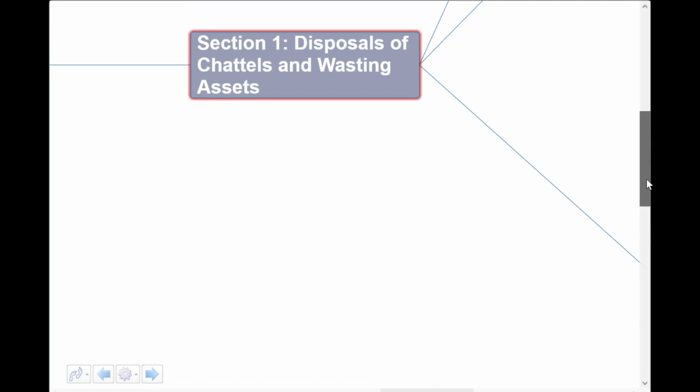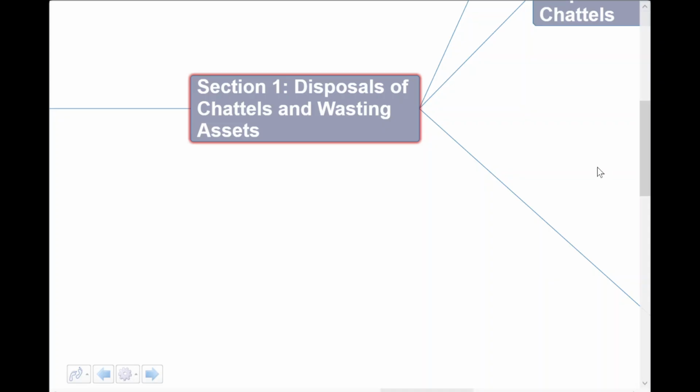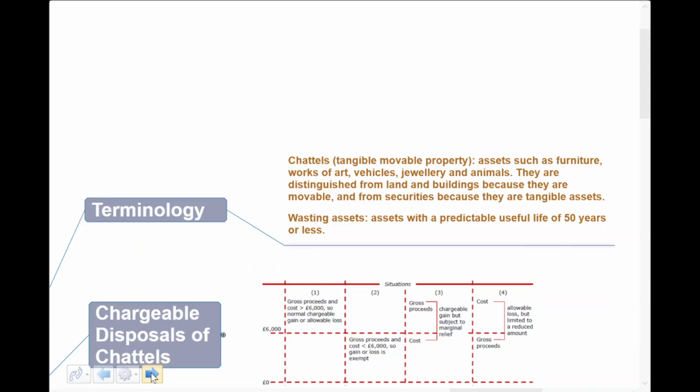So let's talk first off in section 1 here about the disposal of something called chattels and wasting assets. Now you'll be sitting there thinking, well, what are they? I'm just about to explain what they are, don't worry. So, terminology. A chattel is basically tangible, movable property. In other words, you can touch it and feel it and you can move it, okay? So, for example, assets such as furniture, works of art, vehicles, jewelry, animals, okay?